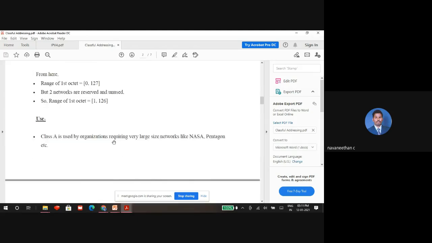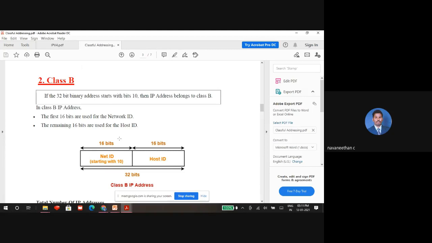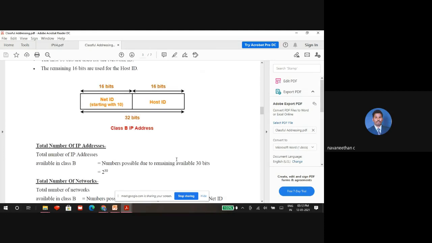Clear? Similarly, for class B, try to remember: the first 2 bytes represent net ID and the other 2 bytes represent the host ID. If this is known, then easily you can calculate, first, the total number of IP addresses. What could be the total number of IP addresses among 32? The second bit is 0, so 2 bits are fixed. So 32 minus 2, that is 30. So 2 to the power 30 will be the total number of IP addresses for class B.